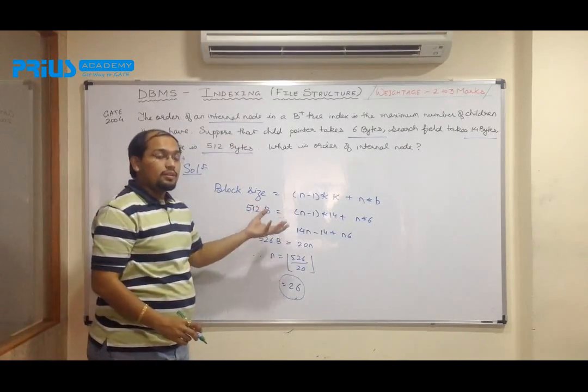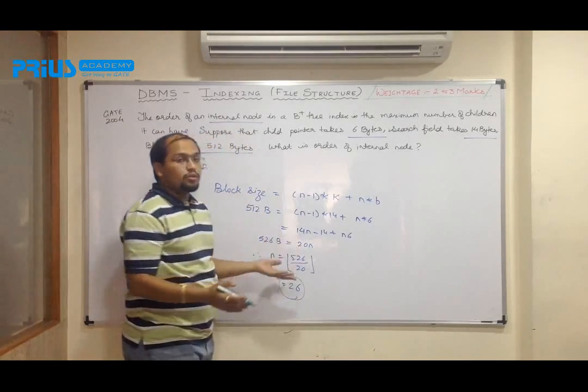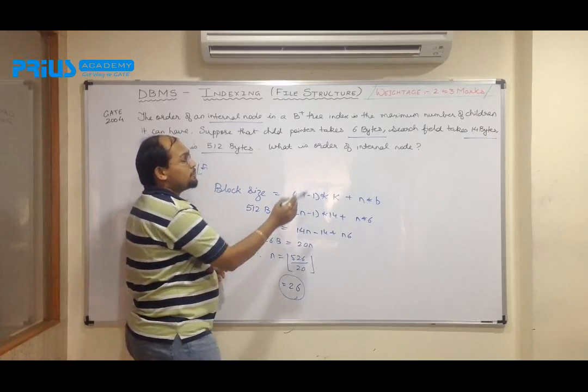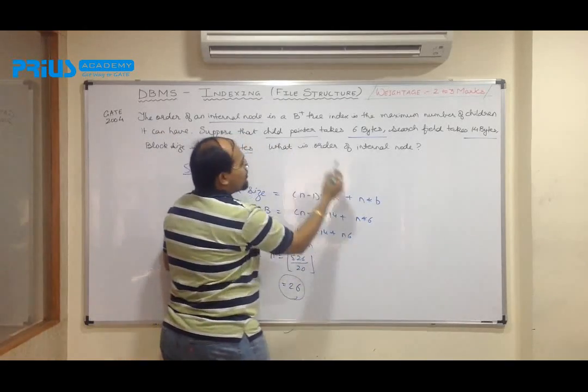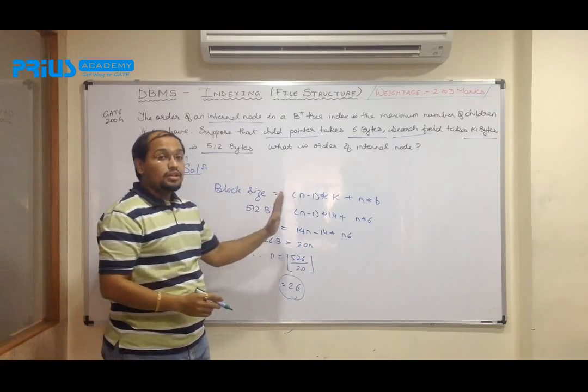So this is the maximum possible order for an internal node. See how simple it is. If you know the formula, 2 marks is in your pocket, nothing to lose over here. Again, don't make any mistake in identifying the child pointer and the search field value. The words may be different, but the concepts remain the same.